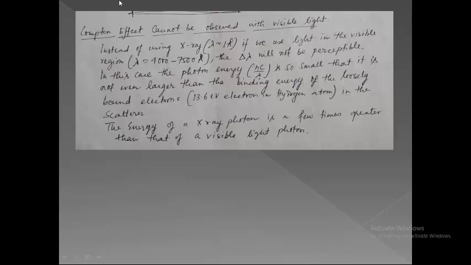So the explanation for why the Compton effect cannot be observed with visible light is a very important question. WBUT asked this question in a short question form: Compton effect cannot be observed with visible light. This explanation or answer is there in your class notes.